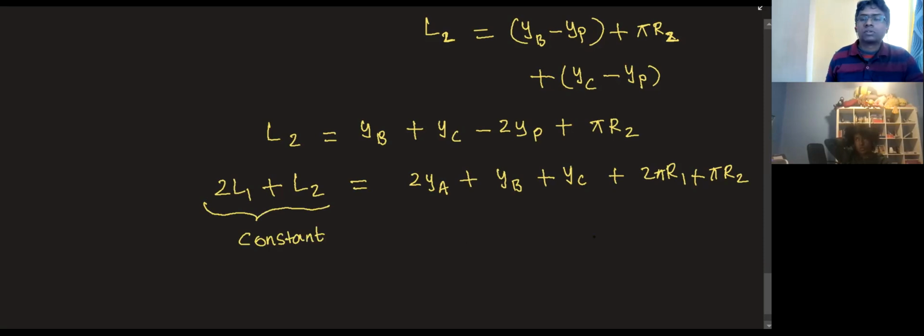The radius will always be constant. Fantastic. So radius is constant. So this combination is also constant. Very nice. But everything else will change, like YA by B. Yes, everything else will change.